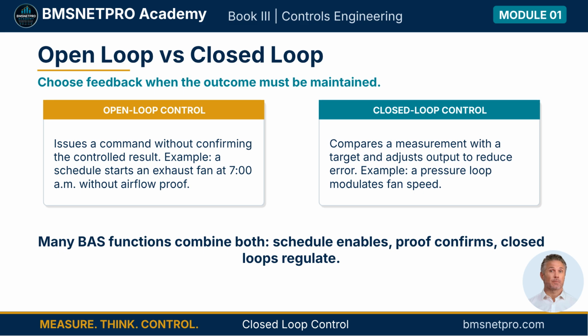Closed loop control compares measurement with target and keeps correcting. In a real air handler, both strategies often exist together. A schedule enables the unit, proof confirms fan operation, and closed loops regulate static pressure and supply air temperature.